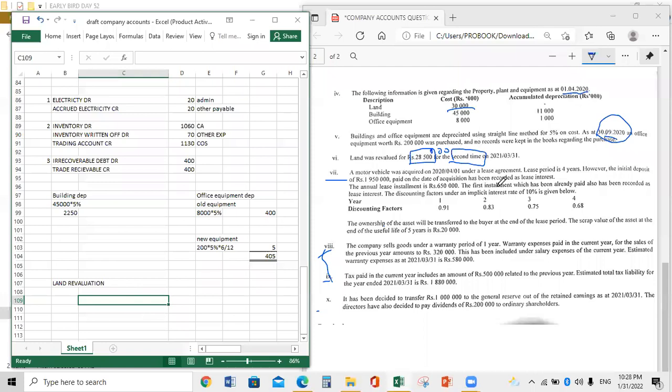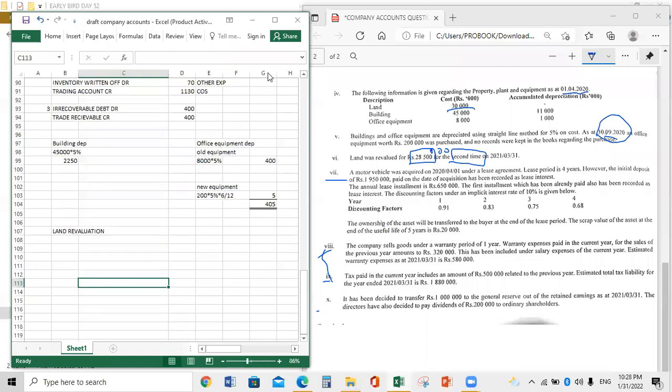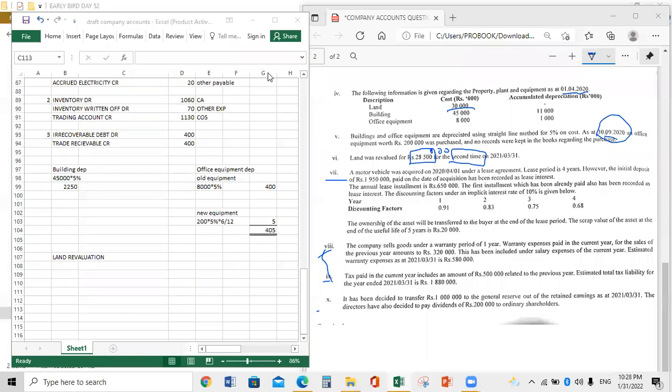They are telling second time. When they say second time, what's the first thing you should check? Quickly tell me.